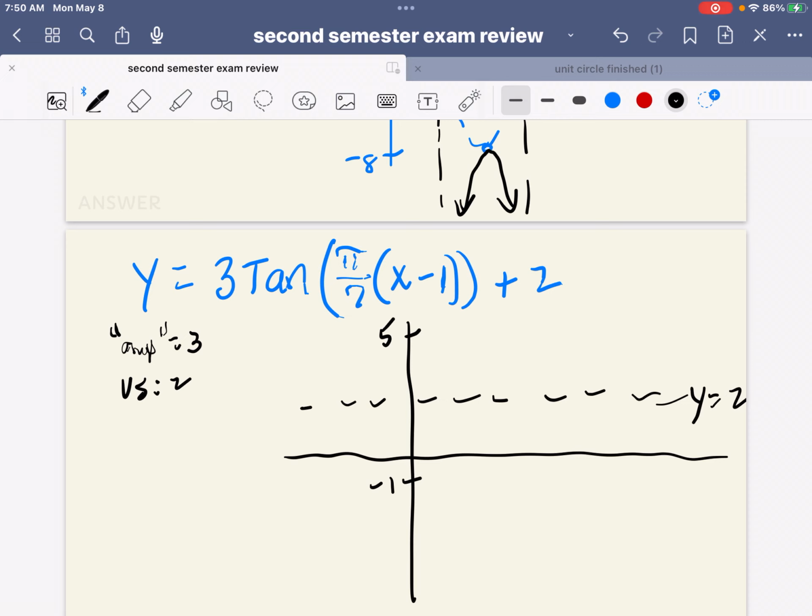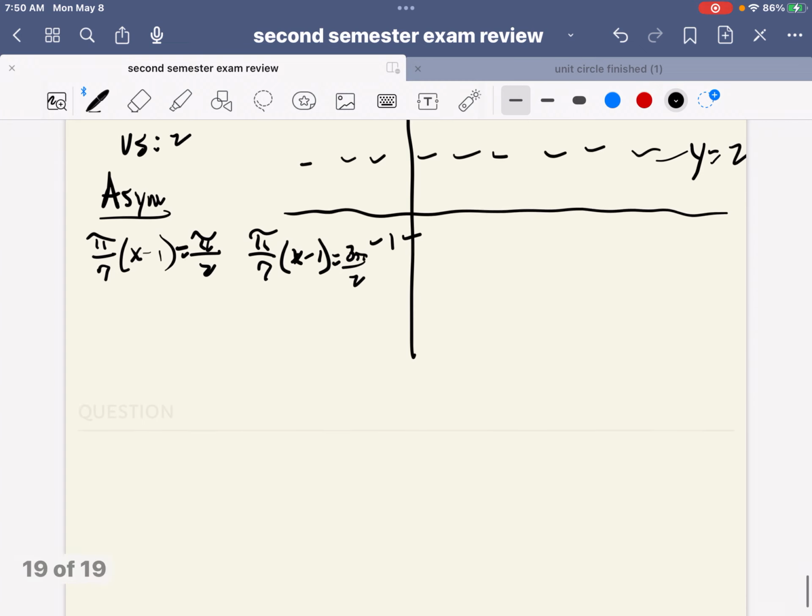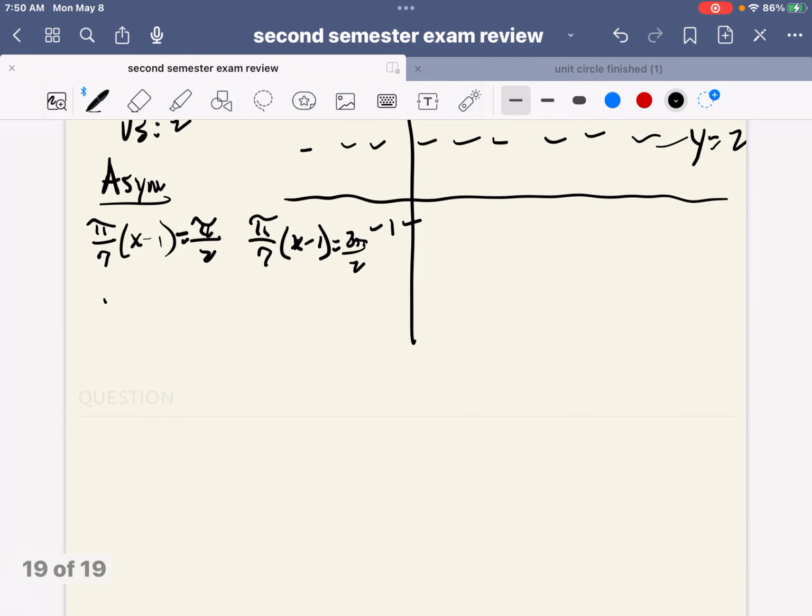Okay, now remember this. To find the asymptotes, you set the b times x minus c equal to pi over 2, and you also set it equal to 3 pi over 2. Why? Because that's where the parent's asymptotes are. Okay, so let's see here. If I divide both sides by pi over 7, I get x minus 1 equals 7 halves. And then think of that as 3.5. This one would give me x equals 4.5.